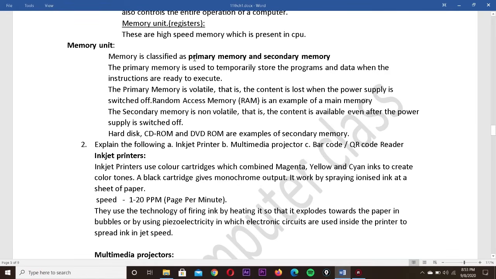That memory is classified as primary memory and secondary memory. Already you know primary memory temporarily stores the data. Primary memory is a volatile type of memory, and an example is random access memory. Secondary memory is non-volatile. These words you are already learning for 2 marks, so you can write them also, okay. Its examples are hard disk, CD-ROM, DVD-ROM, okay. Primary is temporary and volatile, and secondary memory is non-volatile, it is permanent, and you have to give examples, that's all.